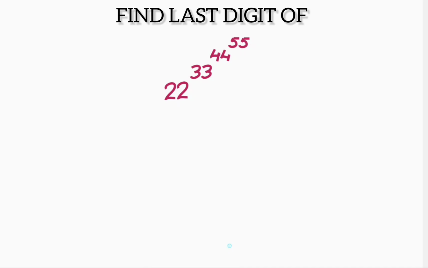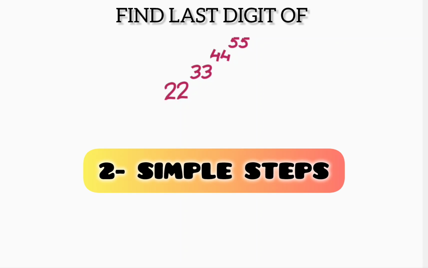You need to find the last digit of this huge number, 22 raised to the power 33, 44, 55. Many students leave this even without attempting, but you didn't do that. Solve this using two simple steps you already know.